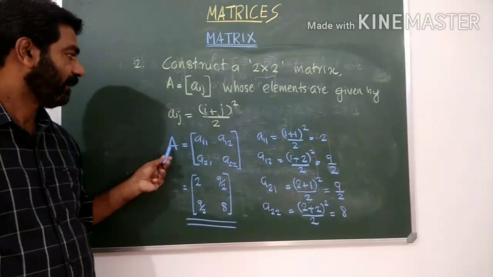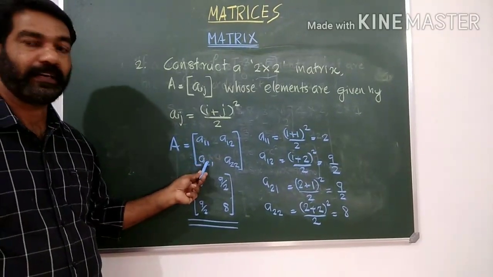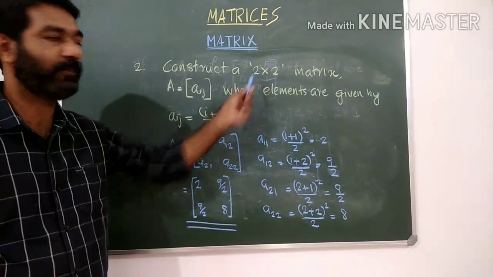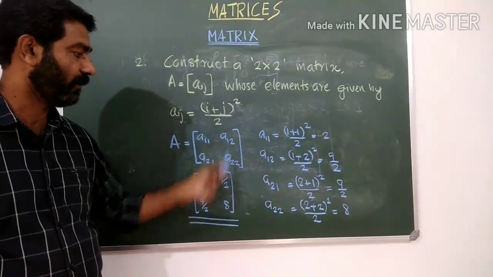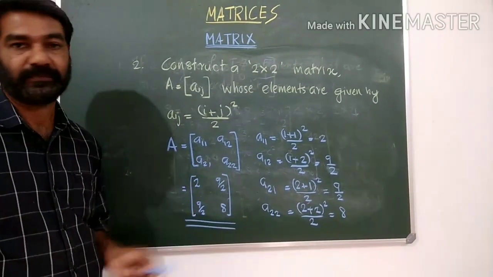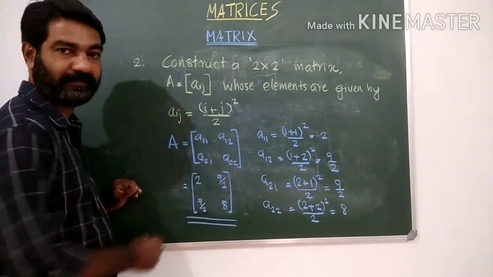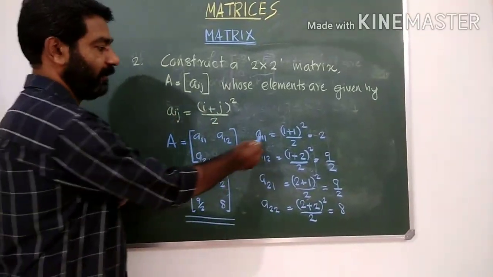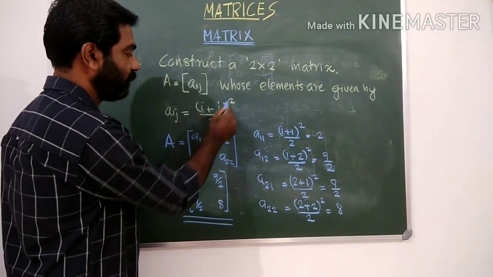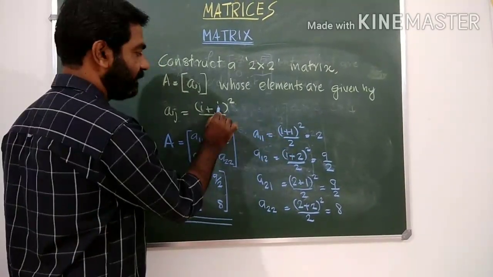See, suppose A is equal to A11, A12, A21, A22. Why? Because a 2 by 2 matrix means there are 2 rows and 2 columns. So the elements are A11, A12, A21, A22. So we have to find A11, the first element, using this condition. So what is A11? Here Aij is equal to (i plus j) whole square by 2. Substitute i is equal to 1, j is equal to 1.